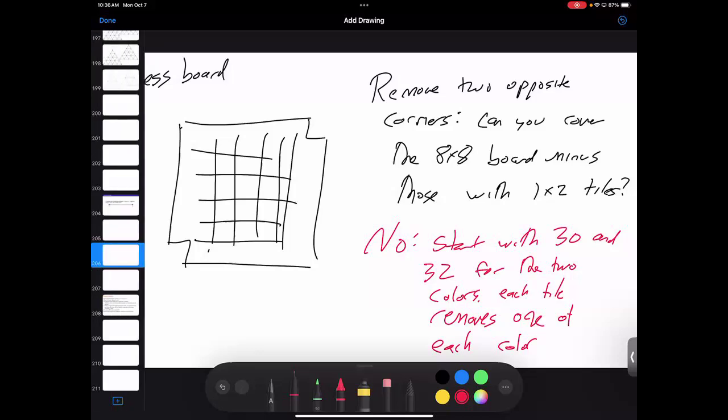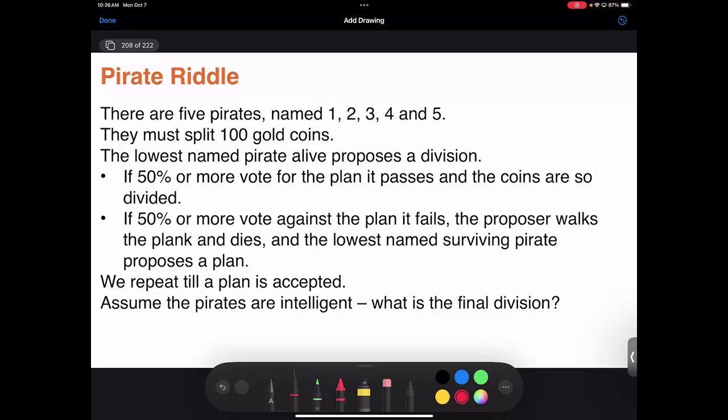Okay, we have 14 minutes left. I want to end with a really fun riddle. How many of you have ever seen the pirate riddle?